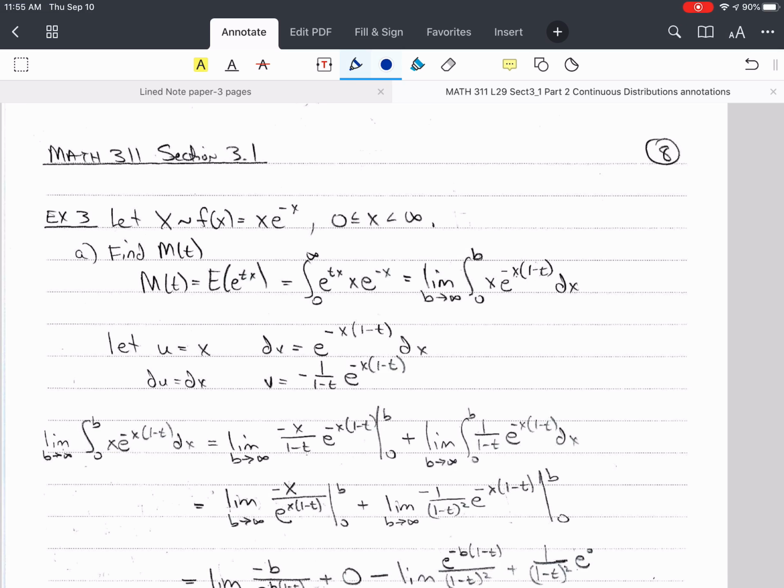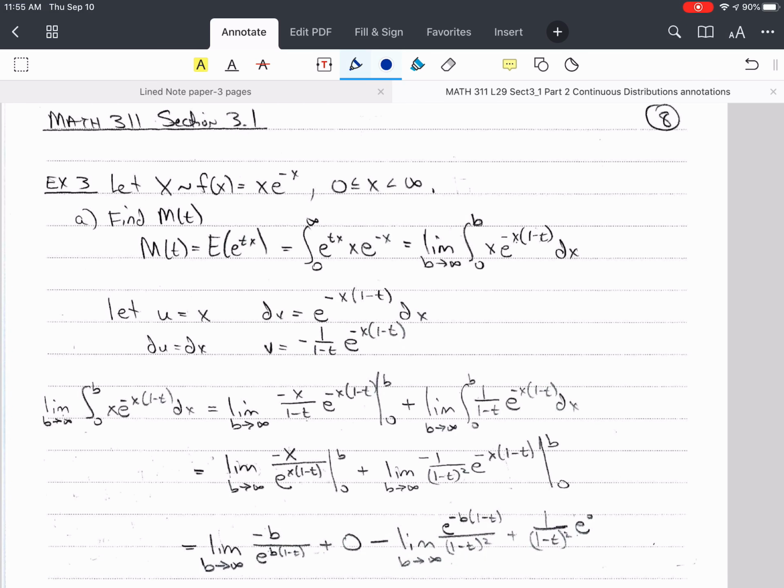So I have one more here where we're going to have to do integration by parts. I want to review this so that it refreshes what you do for integration by parts. We have x distributed as f of x, x times e to the negative x, and x goes from 0 to positive infinity. We want to find the moment generating function, E of e to the tx. So that is going to be e to the tx times f of x, and I forgot my dx. Please don't forget your dx.